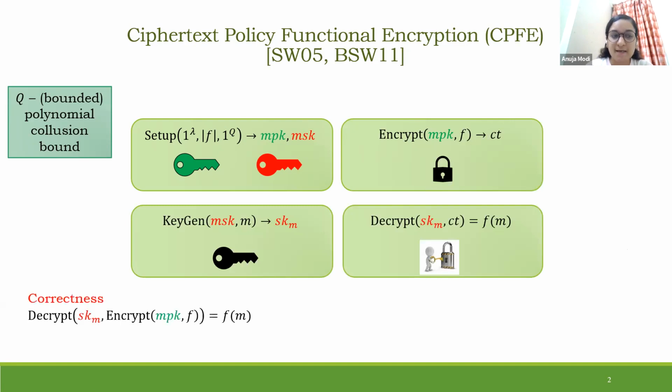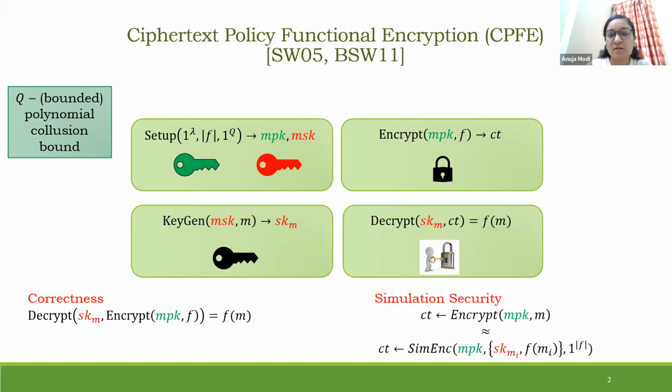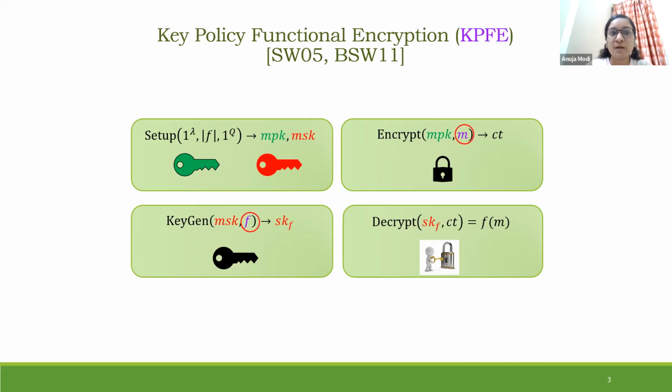The correctness says that decrypt on input the secret key and the ciphertext generated using the encrypt algorithm outputs F of M. The simulation security says that whether we generate the ciphertext using the honest encryption algorithm or using the simulation encryption algorithm, it is indistinguishable. In key policy functional encryption, the roles of F and M are swapped, that is, encrypt takes as input M and keygen takes as input F.